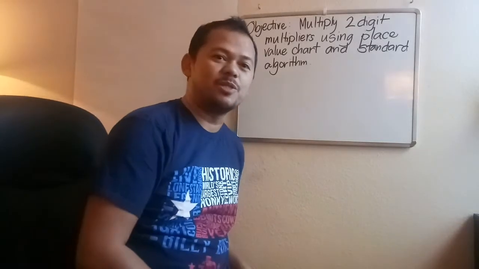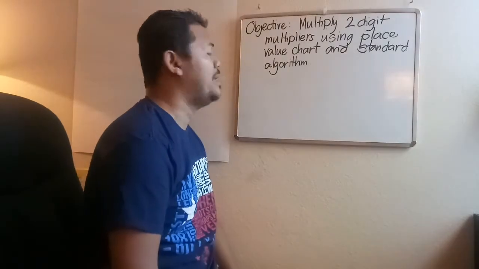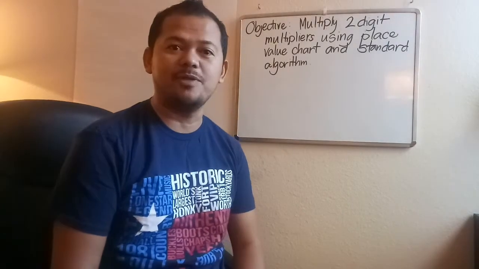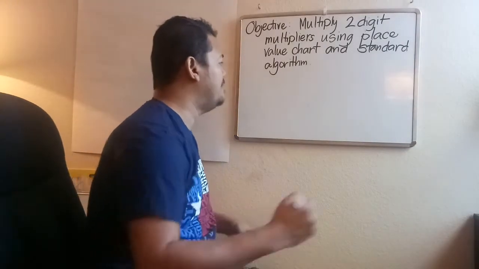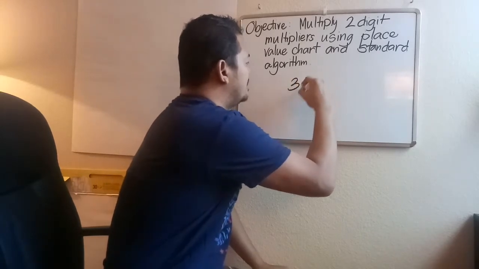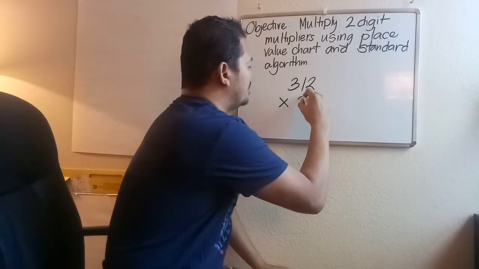Good morning, scholars. This morning we are going to discuss multiplying two-digit multipliers using a place value chart and the standard algorithm. To start with, let's have an example of 312 times 23.